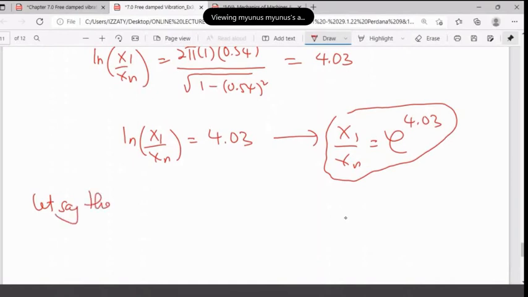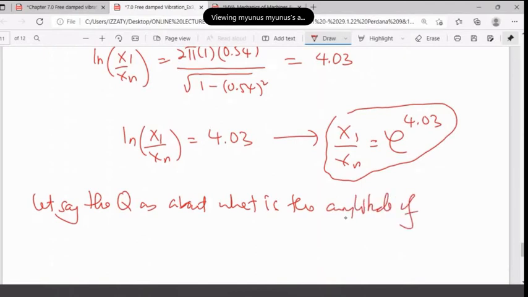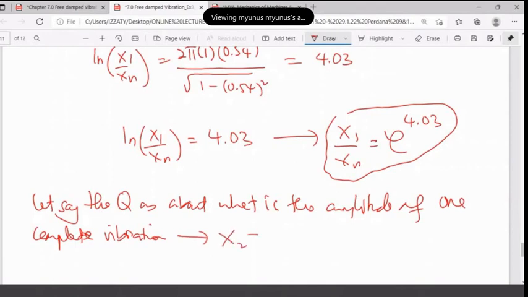the question asks what is the amplitude after one cycle of operation? The amplitude after one complete vibration is typically asking about x2, or perhaps what will be your x2, isn't it? Because in one complete vibration, we have only two amplitudes.